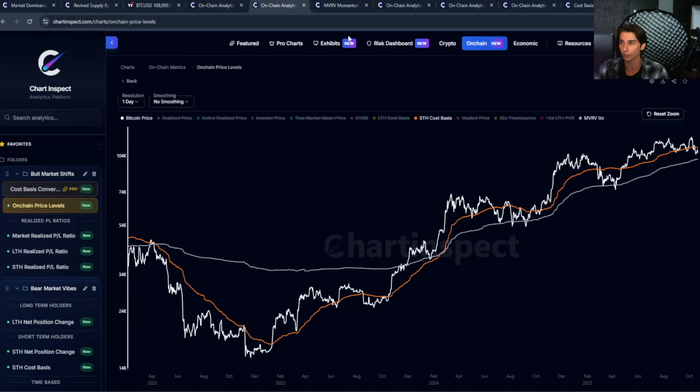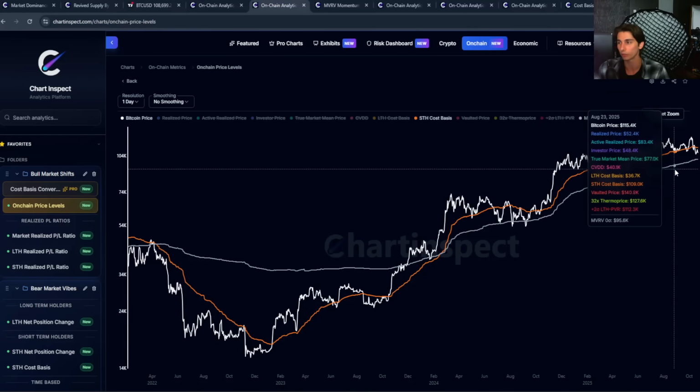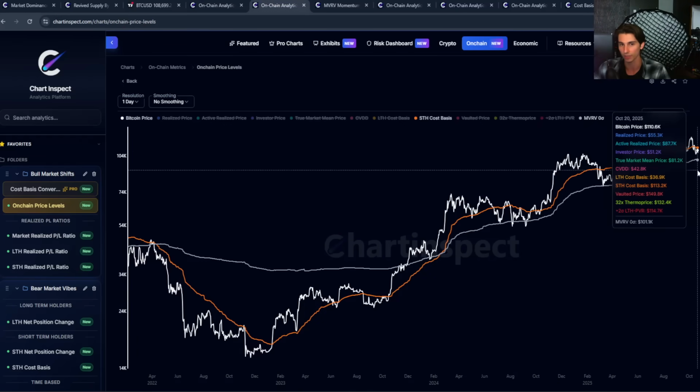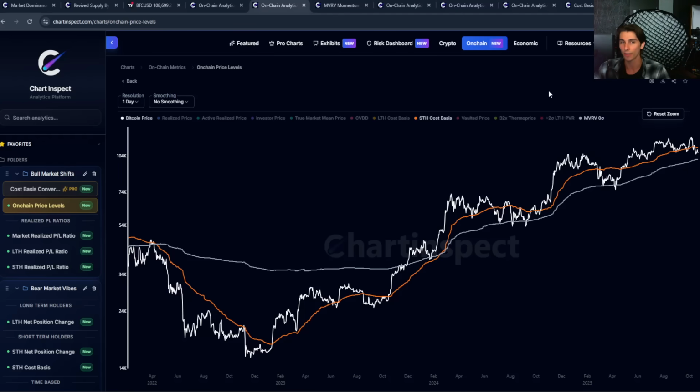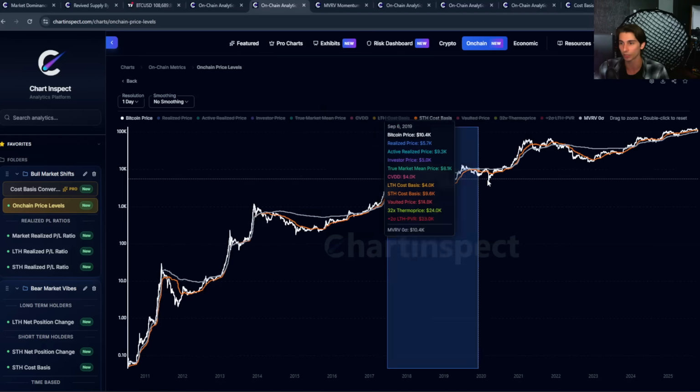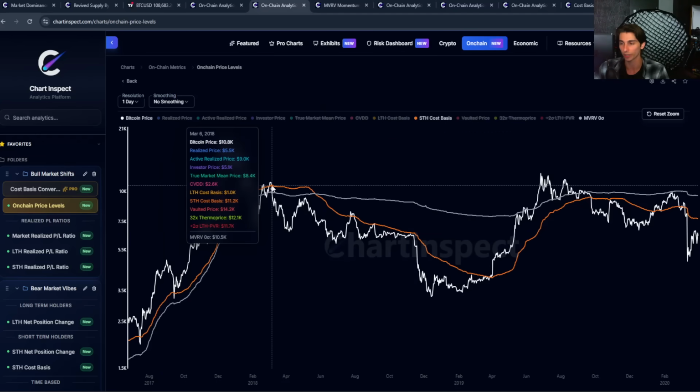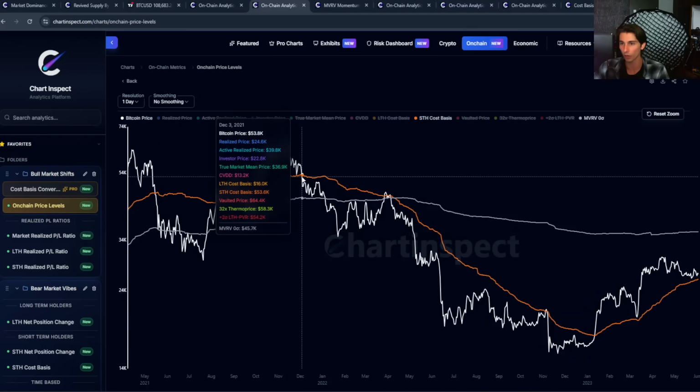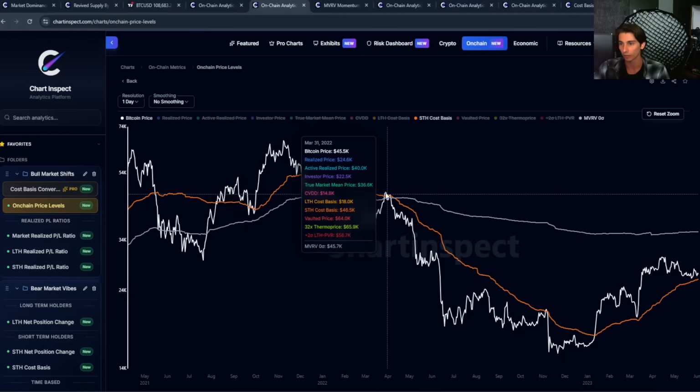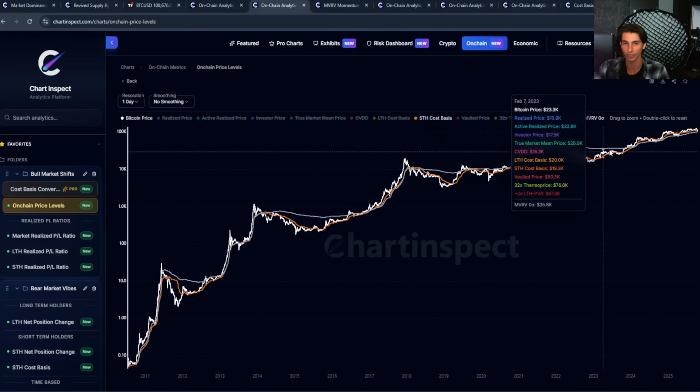Secondly, if we can't reclaim the short-term holder cost basis at 114K, that's when I would start to reconsider. So if we get rejected from it, the question is, do we try again in a few weeks and successfully break back above, or do we keep getting rejected from it, like we saw in 2017, like we saw twice in 2021? And in 2022 we got rejected again.